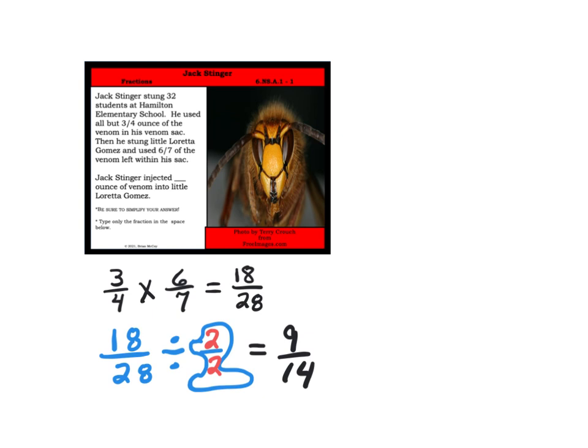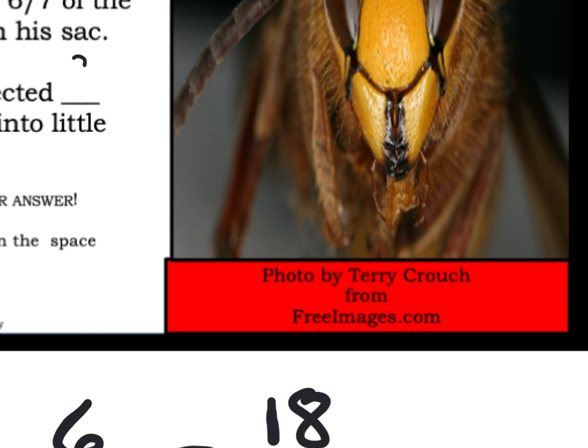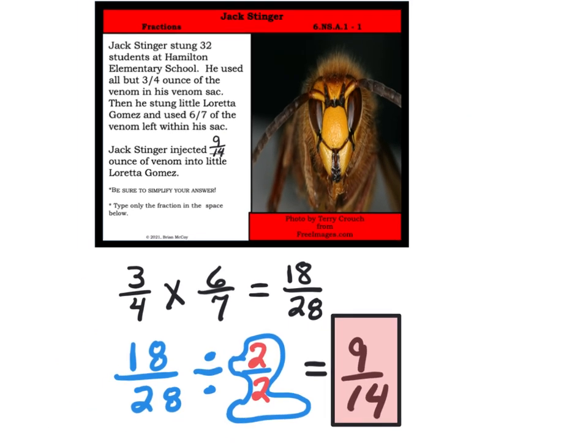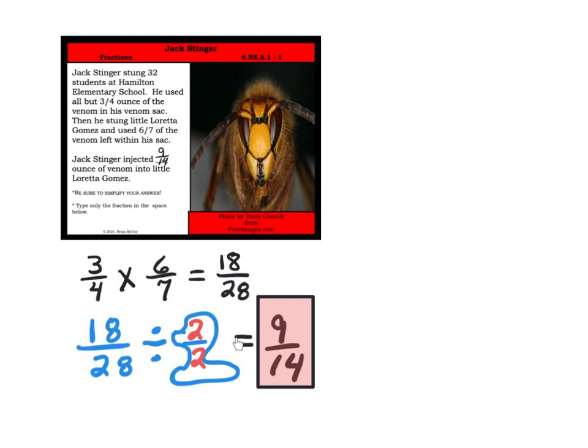I'm going to do this in red because, youch, that hurts, right? Having the venom stung into you, youch. And she got 9/14 of an ounce injected into her, and that's a shame. Let's go ahead and write that in there. We've got 9/14, and that right there is your answer, my friends. This is the algorithm of how you would solve this problem. You've got the algorithm here and then the simplification of this fraction here.